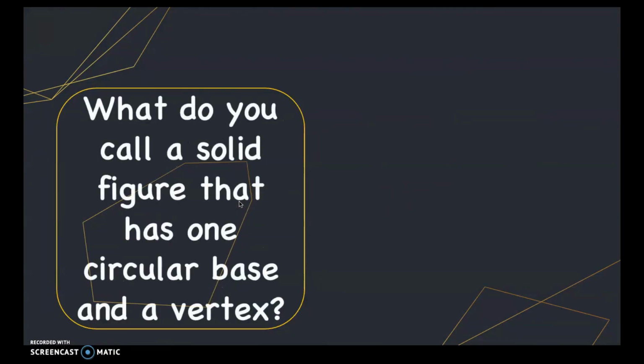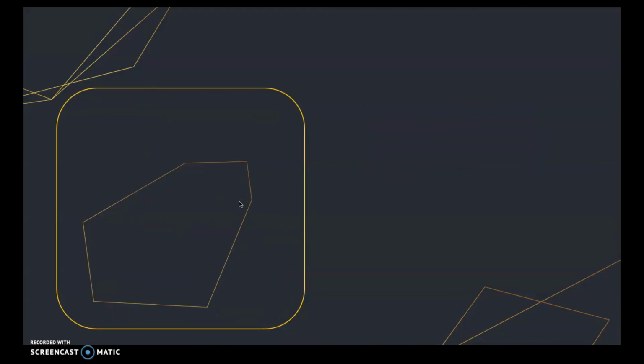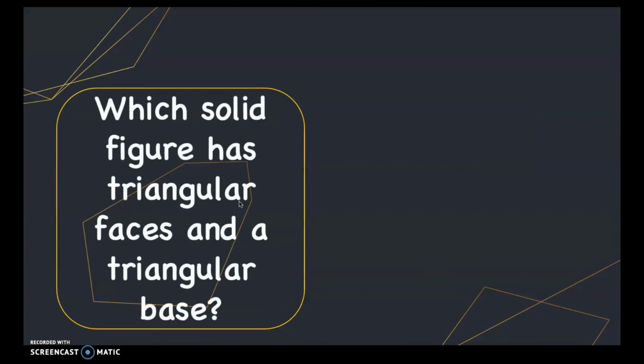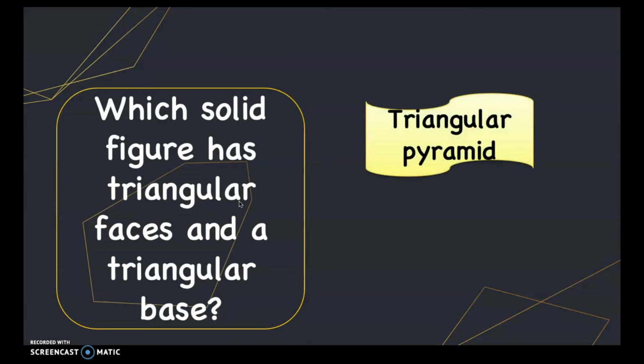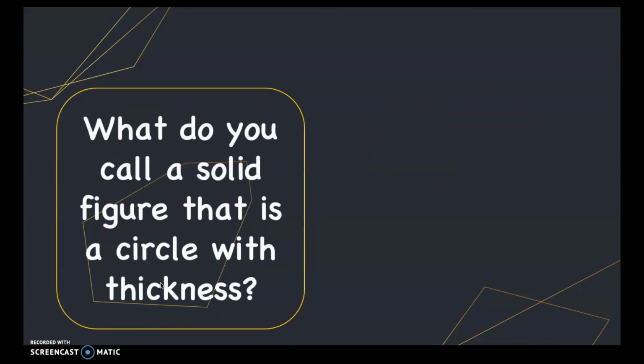Next, what do you call a solid figure that has one circular base and one vertex? So it has one circular base, that means it's a cone. Next, which solid figure has triangular faces and a triangular base? So it has one base and the base is a triangle and the faces are triangles. That means it's a pyramid. And what's the name of the pyramid? It's a triangular pyramid. Last one.